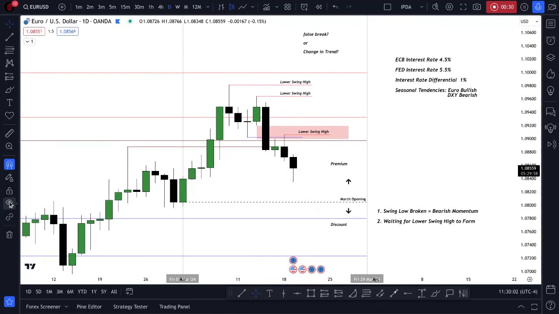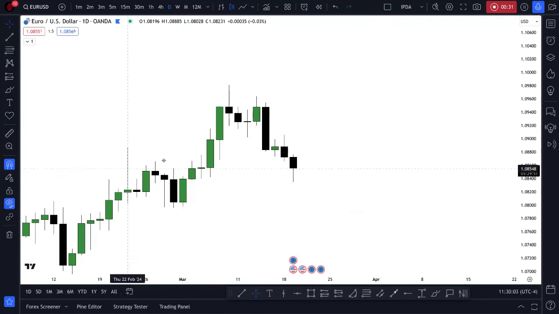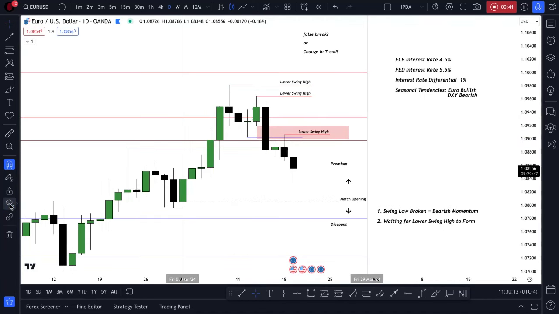Let's take off the annotation so we can see that. That PDA right there, that speed to the downside, breaking that swing low there. This was going to be called for bearish momentum, and now we've completed the bearish trend formula. So we're waiting for a lower swing high to form.